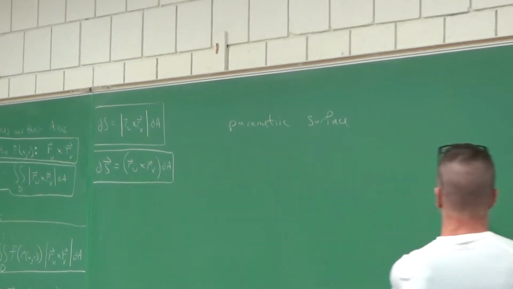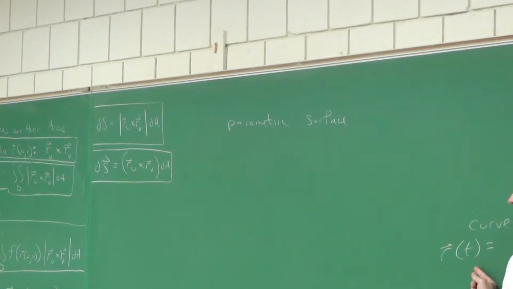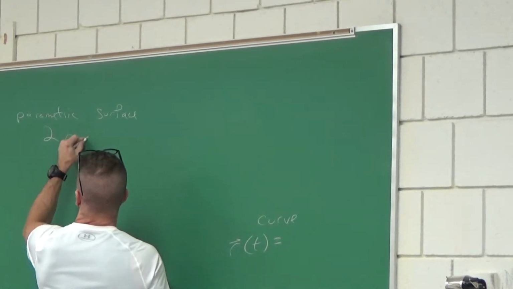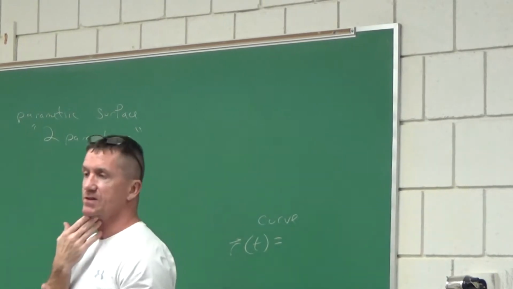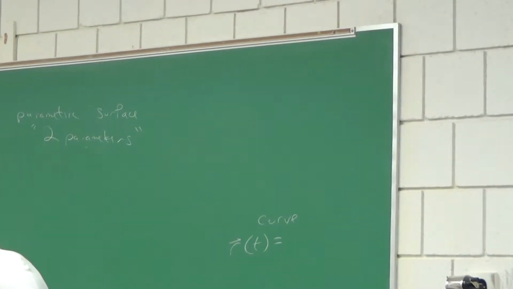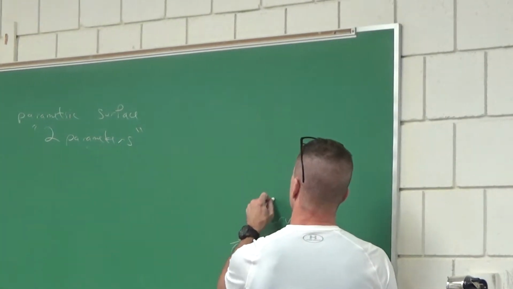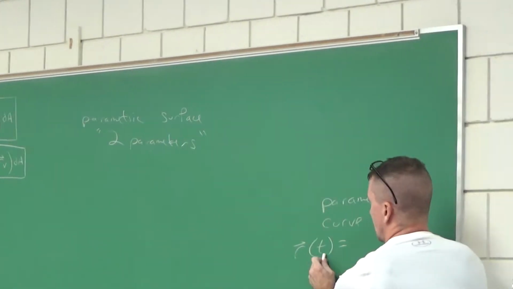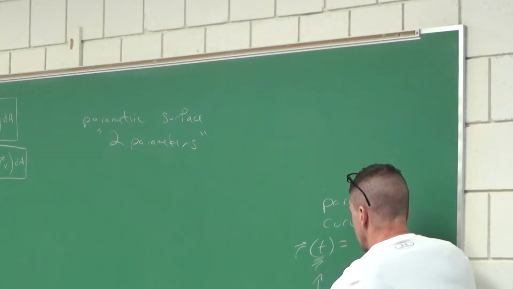With a curve, you remember how it was set up? We did r of t, and you could parametrize a curve, but that was only one parameter. A parametric surface, you need two parameters. That's the key. So you always can recognize what to do when it comes to parameterizing a surface. You're going to have two parameters, whereas a curve only has how many parameters? One. Just one parameter. That's the difference.